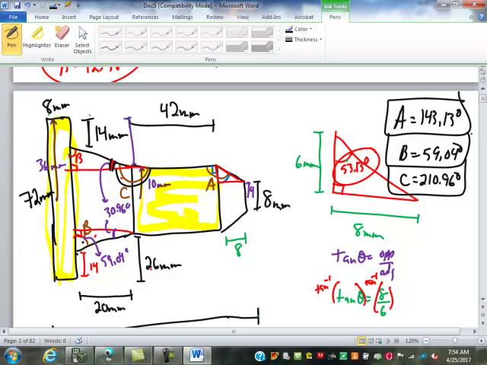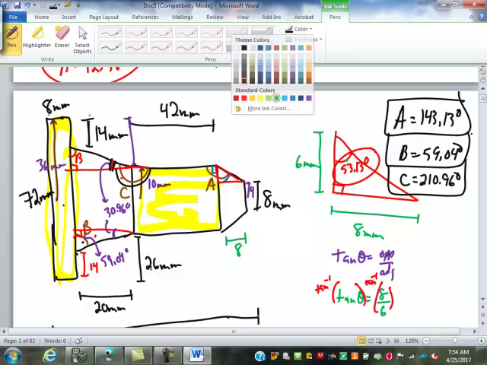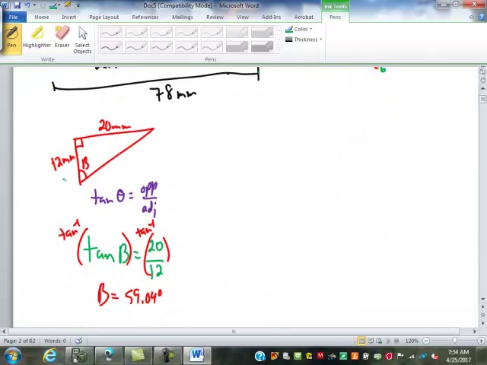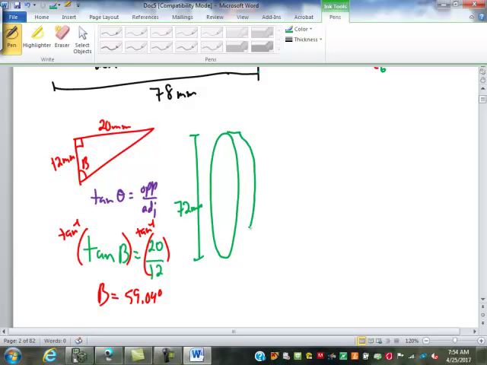Remember, this is a turned piece. So what this first piece here is, I'll call this piece 1. It's actually a circle with a diameter of 72 and a height of 8. It's a cylinder.